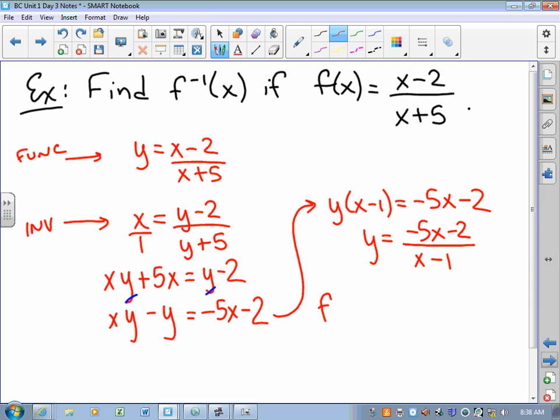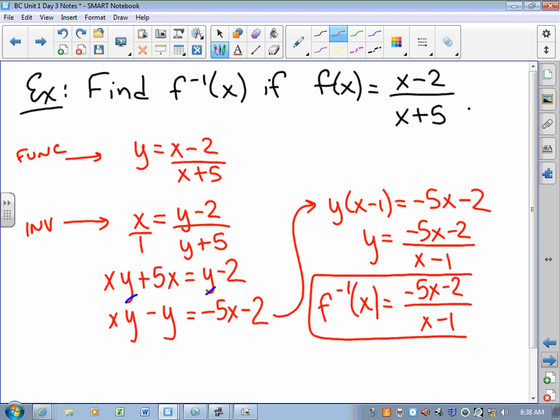And that means that the inverse function is negative 5x minus 2 over x minus 1. I should note, because we are reflecting over y equals x, x's become y's, y's become x's. That means that the domain of f is the same as the range of f inverse. I know that the domain of f of x, because the denominator is x plus 5, is all x not equal to negative 5.